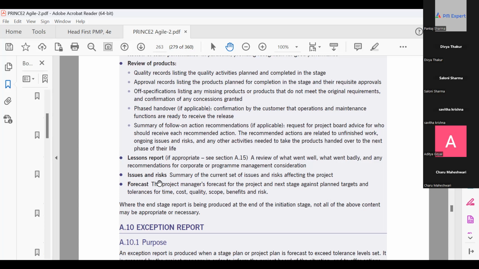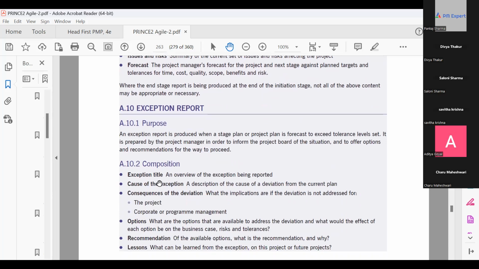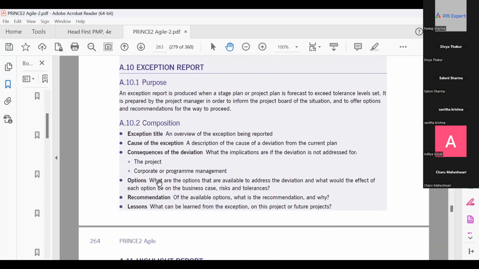Now, an exception or escalation report ideally should be written like this. Any escalation should be done with the full content. For example: exception title, cause of exception, the consequence of deviation, options and recommendation. This is how we should do an exception. Now, I'll give you one example here.